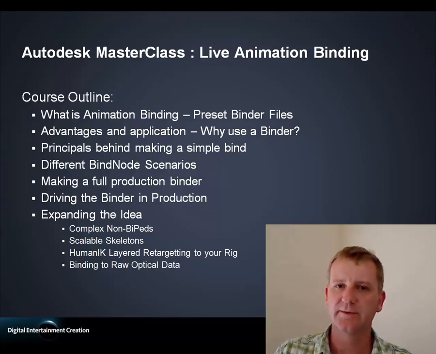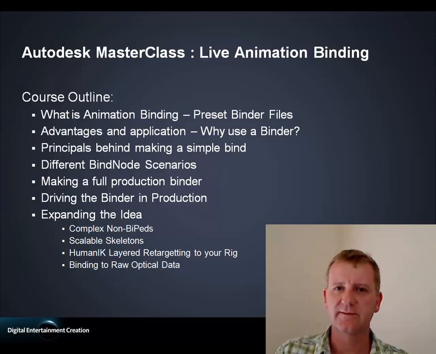And then driving a binder in production, there's various ways of actually passing source data to a binder, and that will give you an explanation of the different scenarios within that. And then finally we'll move on to some quite complex ideas. We've got a nice example of a quadruped which will give you an idea of how this can be expanded onto some really complicated mapping.